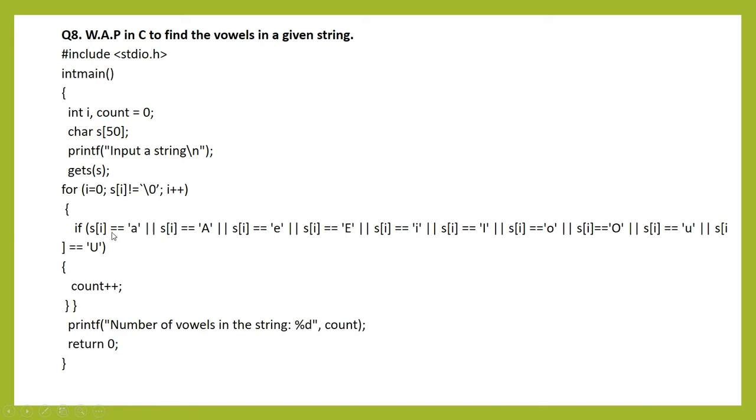So that means the first 0 location is stored with small a or capital A, or small e or capital E, or small i or capital I. Okay, so in such a manner it will check A, E, I, O, U vowels. If it is there, then it increases one variable, that is your counter, as plus plus.